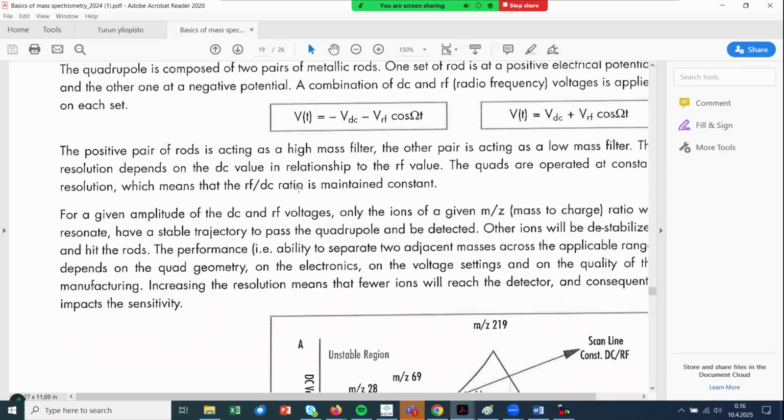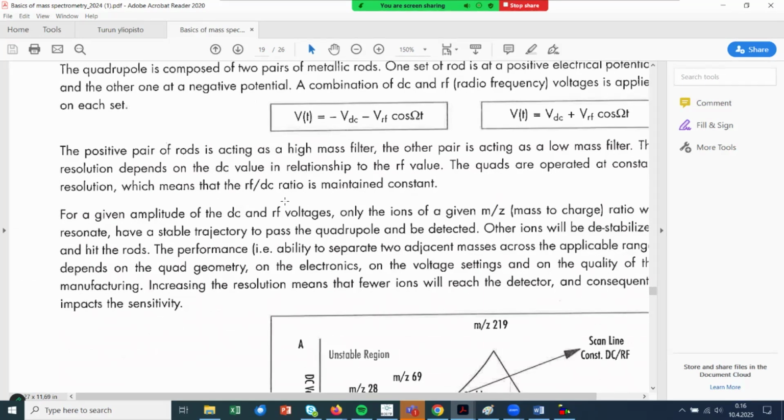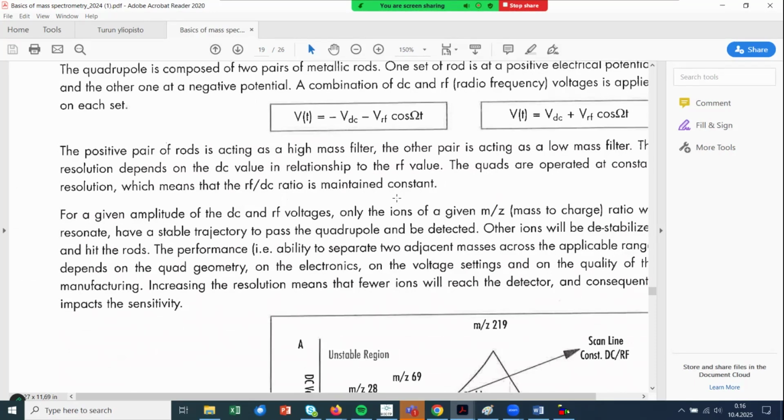The resolution depends on the direct current value in relation to the radio frequency value. And the quadrupoles are operated at constant resolution, which means that the radio frequency to direct current ratio is maintained constant. So the ratio is constant, but the amplitude of both is going to be changed when we want to pass through different ions of different m/z ratios.